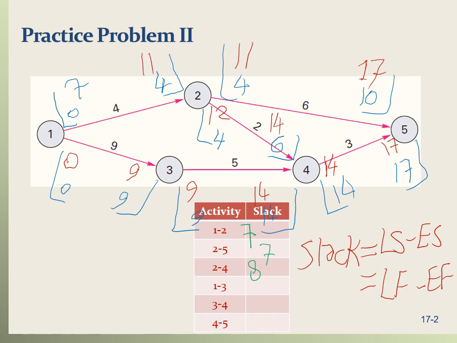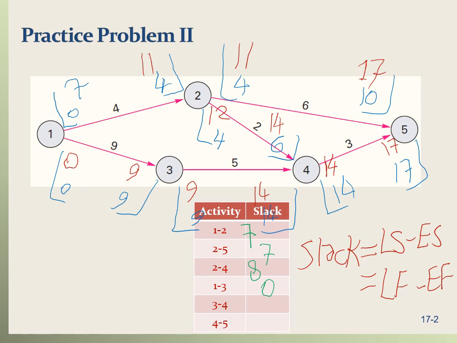Next activity, activity 1 to 3. So for 1 to 3, the late start is 0 and the early start is 0. So that means that there is no slack, and it makes sense because 1 to 3 and 3 to 4, 4 to 5, that's the critical path. So 1 to 3 is a critical activity, so there is no time to spare. There is 0 slack. Or we could do it by late finish and early finish, which is 9 minus 9, that's still 0.